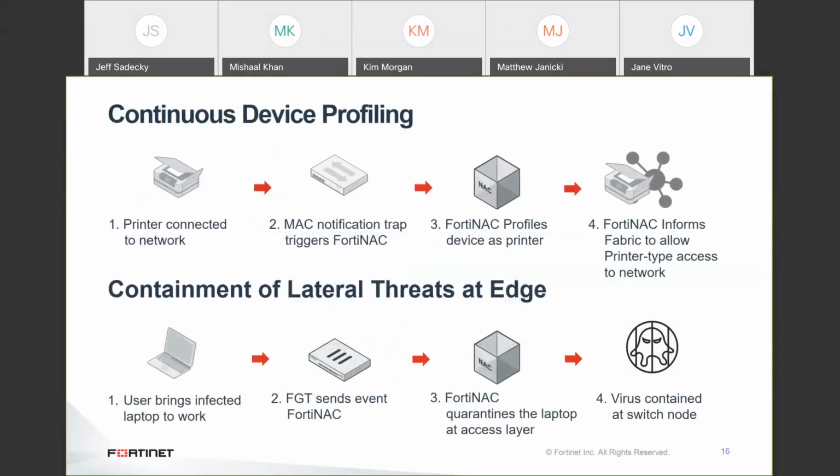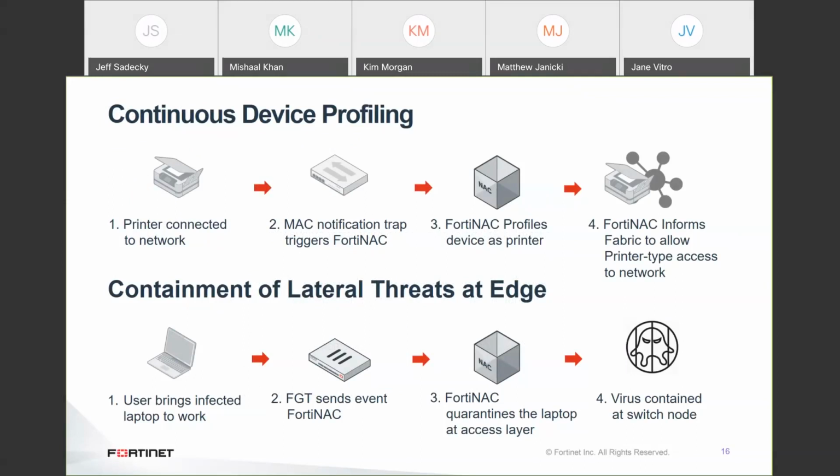The next two slides visualize what I've been talking about at a high level, the device profiling, pictorially. The printer is connected to the network. So it physically connects to the switch. The switch will notify Fortinet: I have a new port that's come online, and I have information about it. And Fortinet says, okay, I see the printer. I'm going to allow it and provide printer-type access to the network.